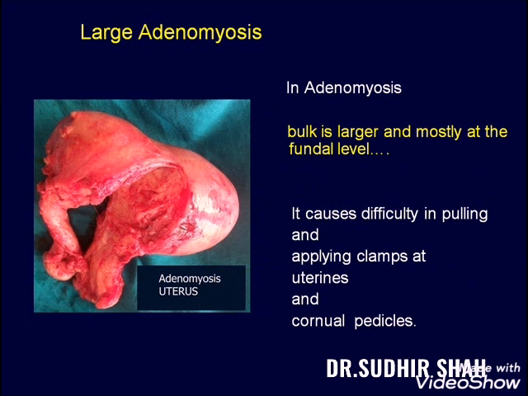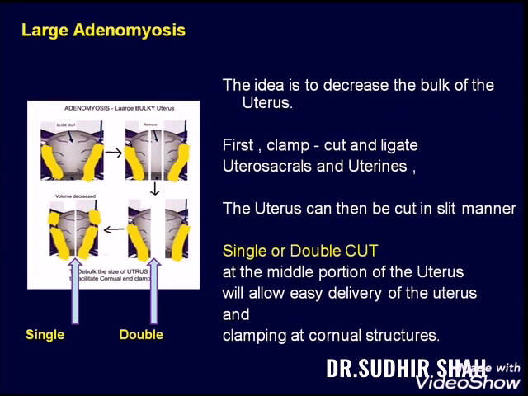Large adenomyosis. In adenomyosis, bulk is larger and mostly at the fundal level. It causes difficulty in pulling and applying clamps at uterines and cornual pedicles. In large adenomyosis, the idea is to decrease the bulk of the uterus. First, clamp, cut and ligate uterosacrals and uterine vessels. The uterus can then be cut in a split manner.